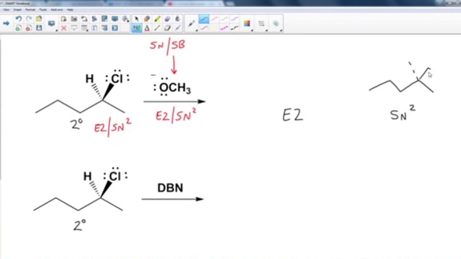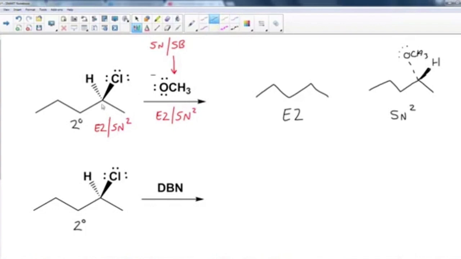Hopefully it doesn't get us messed up. We can write it like this. The leaving group is on the wedge, so the nucleophile is going to come in on the dash, and the hydrogen stays as it is in our product.